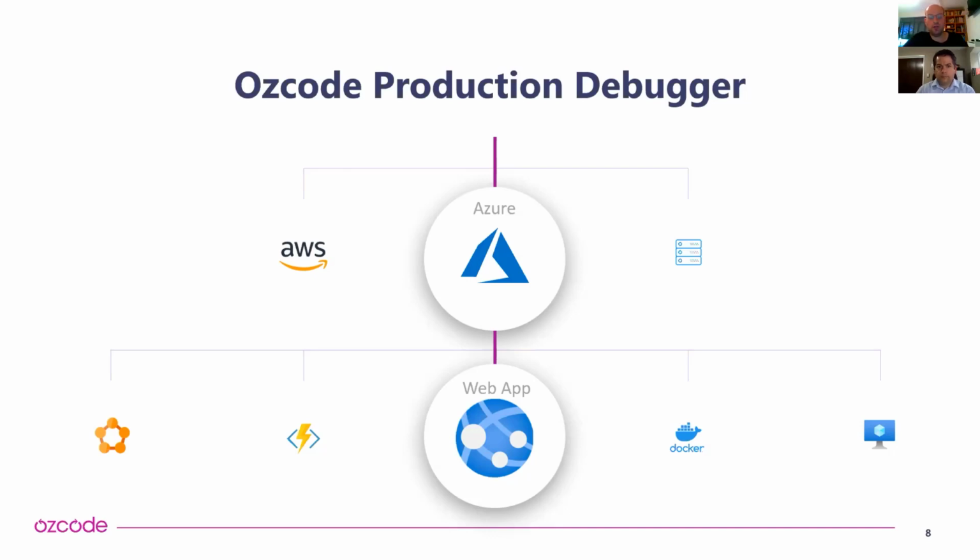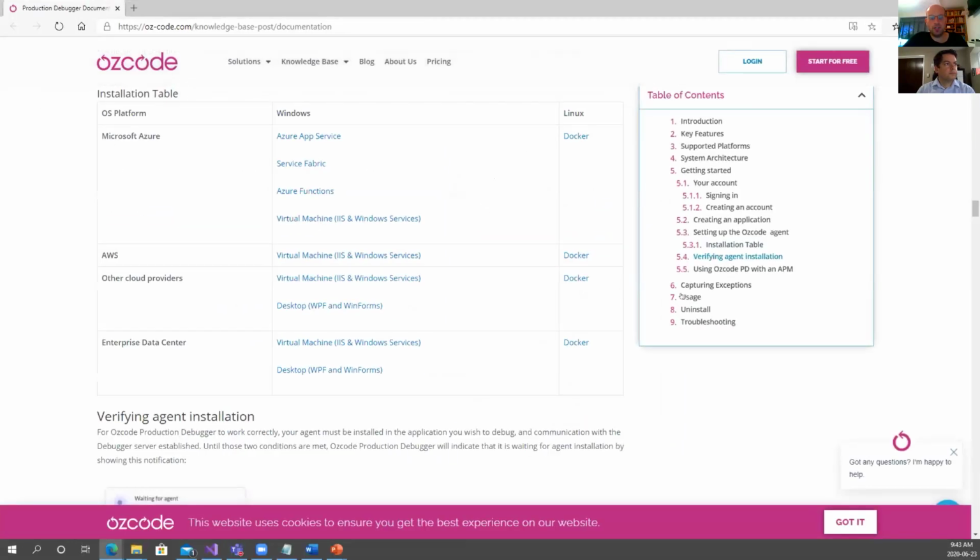So thank you for that question on performance. The next question is about IIS. Idan, would you like to take that one? How to enable production debugger in Windows IIS server?